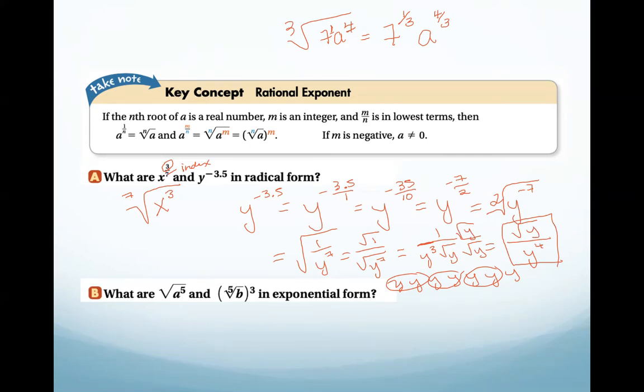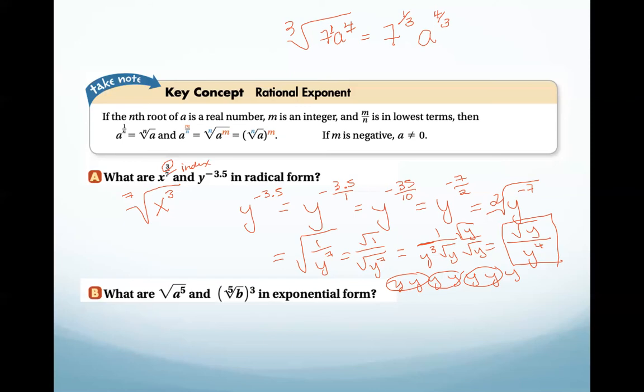How come I didn't multiply it by y cubed minus the square root of y? This was only one term. I didn't have to do a conjugate. Conjugates are when it's a binomial. So for this one, I have y cubed times the square root of y. In order to make that a rational number, all I have to do is multiply it by the square root of y. Okay, let's look at our part B.